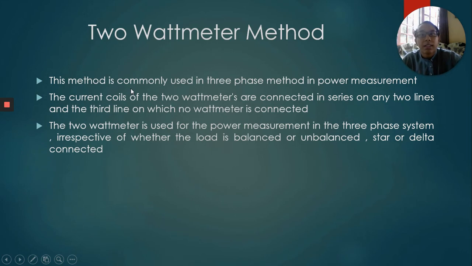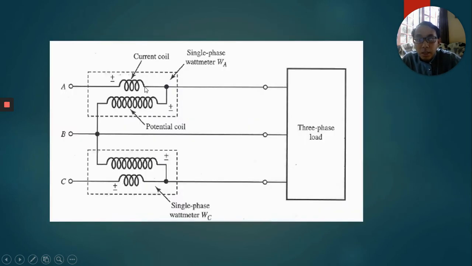Okay, the task given to me is the 2 wattmeter method. What is the 2 wattmeter method? This method is commonly used in three-phase power measurement. The current coils of the 2 wattmeters are connected in series in two lines, and the third line has no wattmeter connected, like this. This is wattmeter 1, this is wattmeter 2. They are connected on two lines, and the other line is not connected. You can see like this.